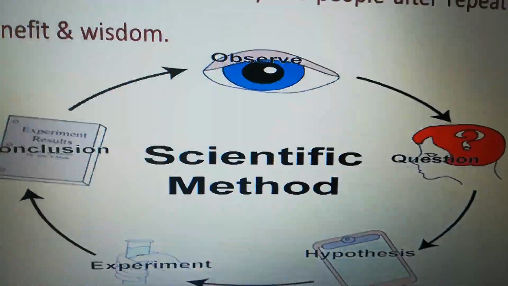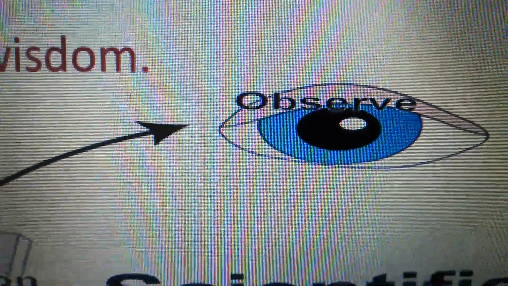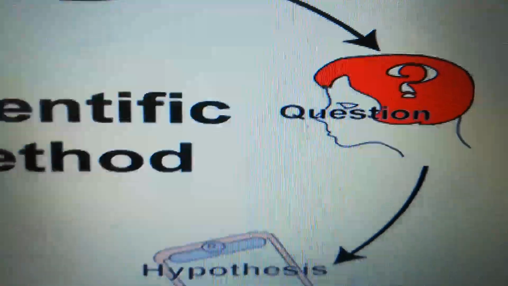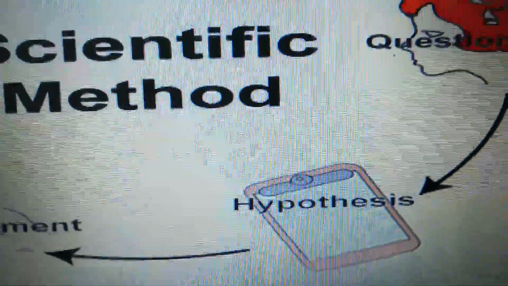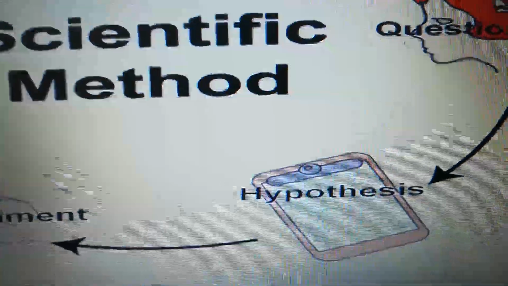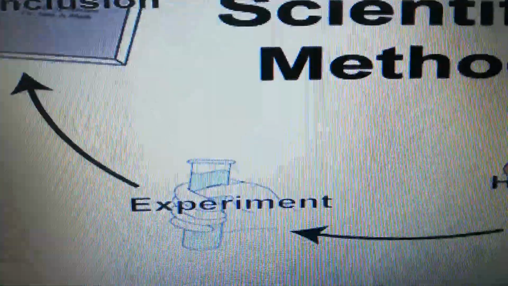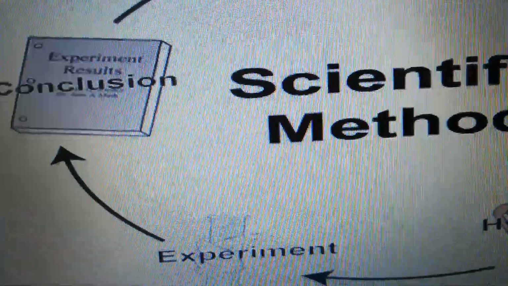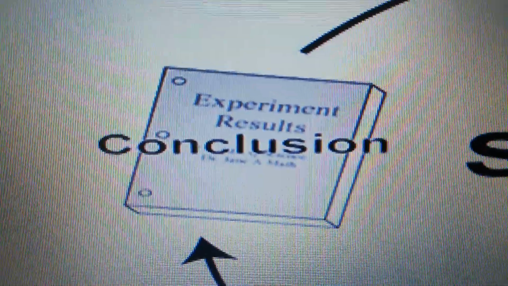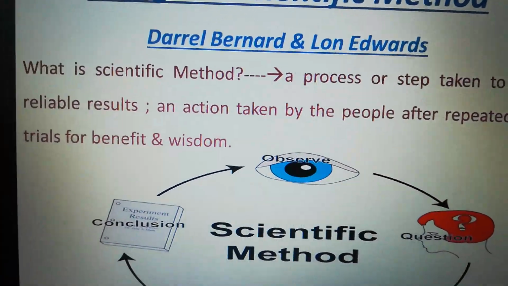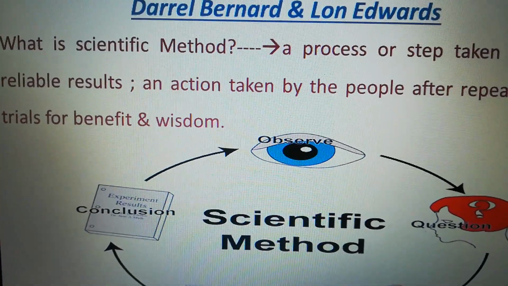This is the scientific method. The first step is observation. A man observes, then he questions, repeatedly questions. Then he makes hypotheses. Then he experiments, makes many experiments and tests, and after that he concludes a specific result. This cycle is called the scientific method.